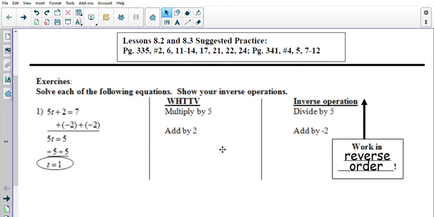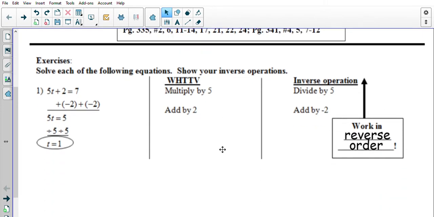We've already worked with inverse operations with one-step equations. We're now going to talk about two-step equations. So these are going to take two inverse operations, or two steps, to find our solution. So let's begin with question number 1, which is already done for us. The equation is 5t + 2 = 7.